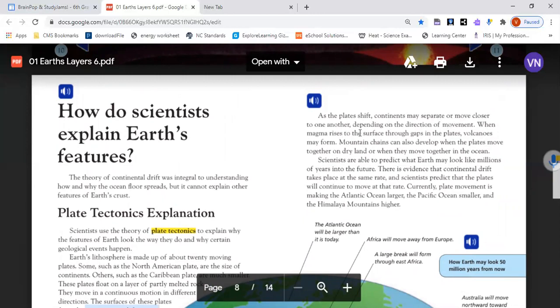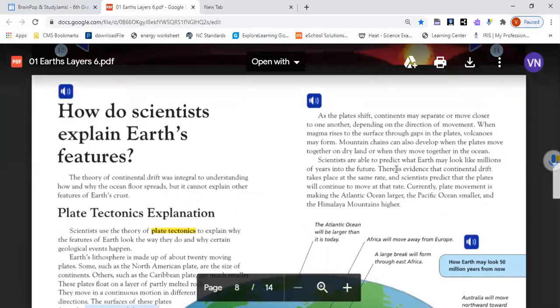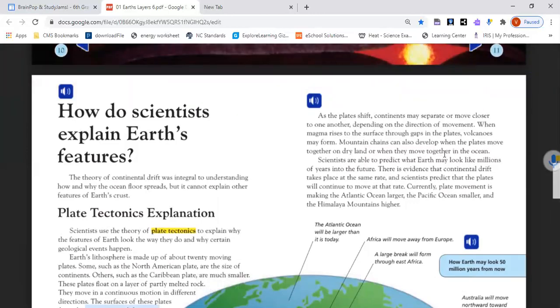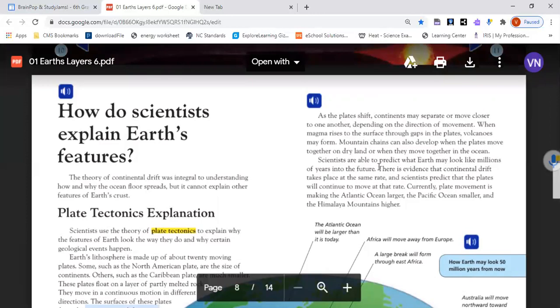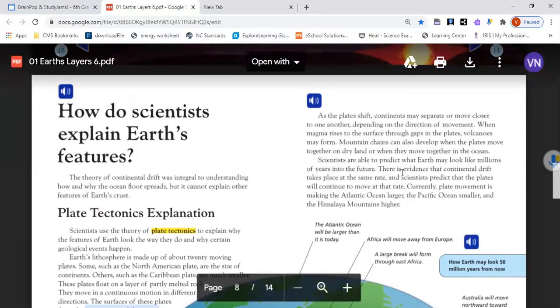When magma rises to the surface through gaps in the plates, volcanoes may form. Mountain chains can also develop when plates move together on dry land, or when they move together in the ocean. Scientists are able to predict what Earth may look like millions of years into the future.